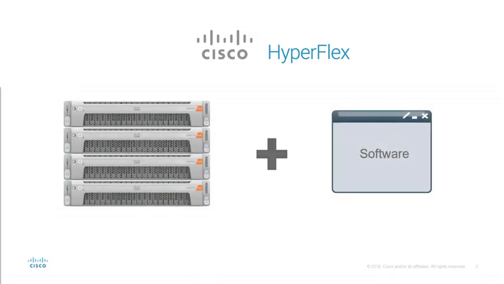Cisco HyperFlex is a hyperconverged solution that includes both hardware and software as indivisible parts of the system. Let's take a look at the software components in a vSphere-based HyperFlex system, which is the most commonly deployed. One of the main features of HyperFlex is the StoreFS, a distributed log structure file system.